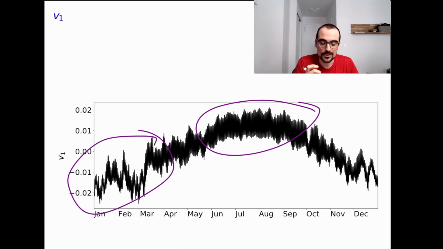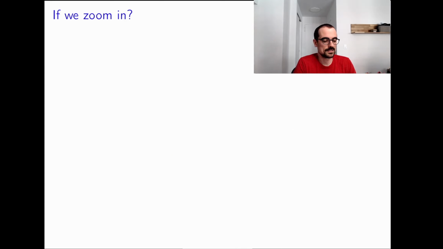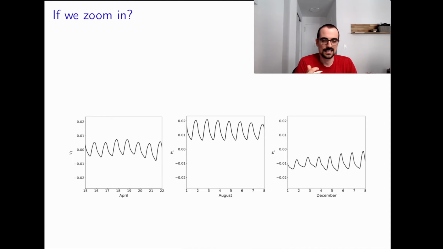So what happens, do you think, if we zoom in? If we zoom in and you look at a few days, what do you think you're going to see? What happens in the night and what happens in the day in most places? Well, what happens if we zoom in is that it's cold in the night and it's warm in the day. So you get this periodic seasonality, if you want, but daily. I don't know if that's called seasonality anymore, but daily periodicity if you want. Here I'm showing you what happens in April, August, and December, a week in each of these months.